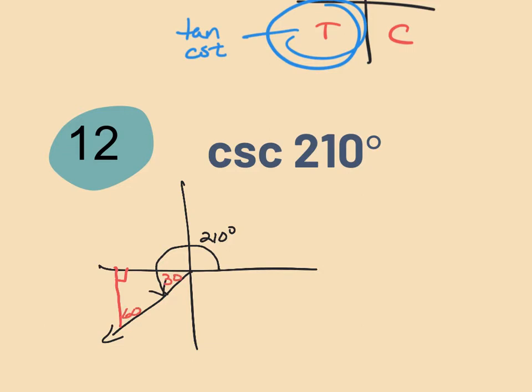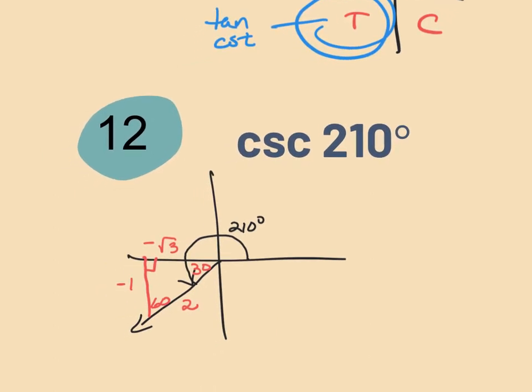This is 60. Across from 30 is 1. Across from 60 is root 3. And the hypotenuse is 2. The hypotenuse will always be positive. Remember, the signs in quadrant 3 are negative, negative. So a negative 1 and a negative square root 3. Now I have to figure out which sides, and I can label these as well. This one's hypotenuse, this one's opposite to 30, and this one's adjacent to 30.